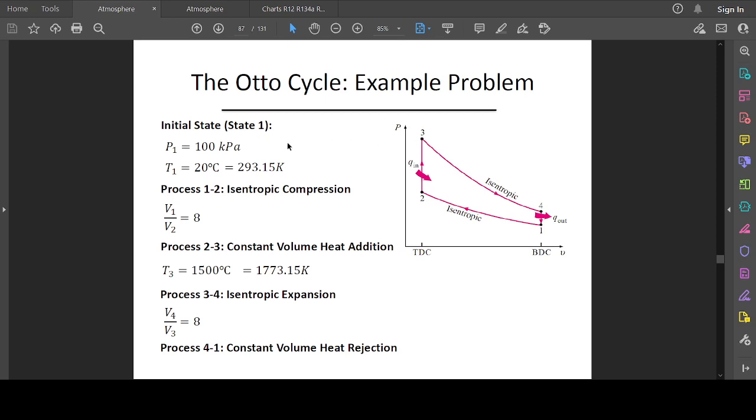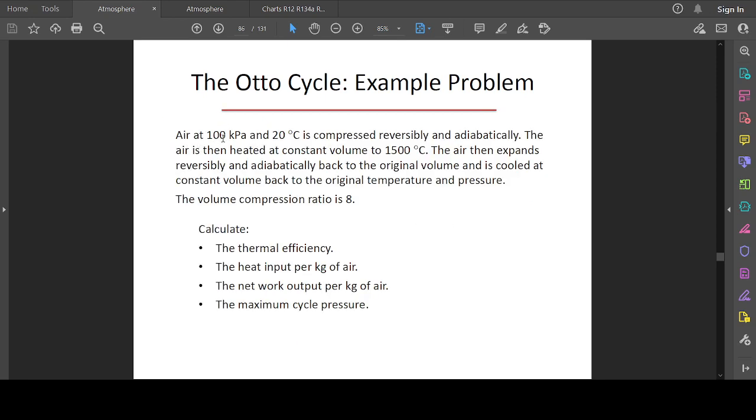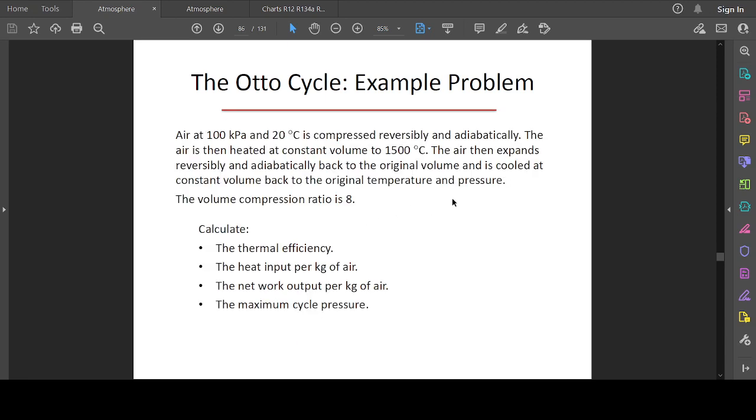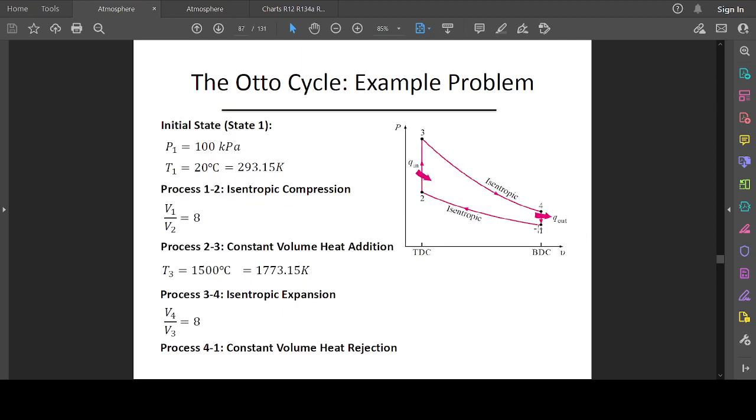Okay, so the initial state, we know P1 from the question, it says the air is at 100 kilopascals and 20 degrees Celsius. So at state 1, we have the temperature of air at 20 degrees Celsius. We convert that to Kelvin. We have the pressure at 100 kilopascals. Now for process 1 to 2, we are told that the volume compression ratio is 8. So with this, the volume compression ratio, which is V1 over V2, is equal to 8.